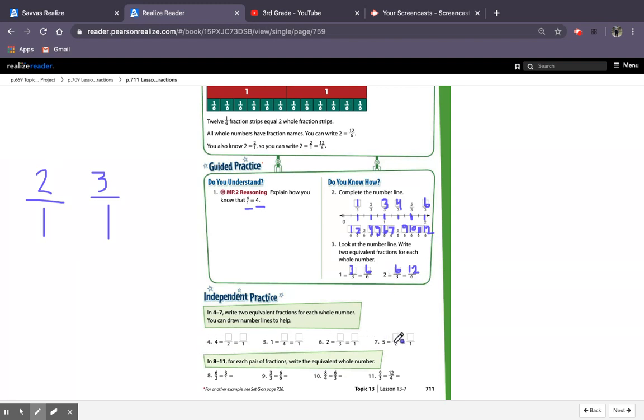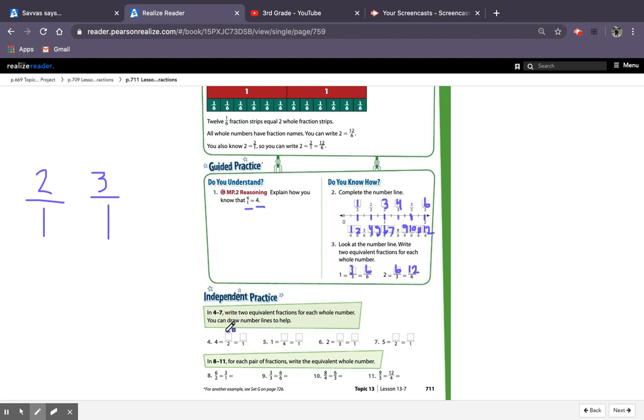For 4 through 5, it says you can draw number lines to help if you need to. So if you did that, you can always submit those to me if you want me to see them. But you don't have to submit number lines, and you didn't have to draw them for these. It just says you can draw them if it's helpful to you. I'm just going to go ahead and fill in the blanks.